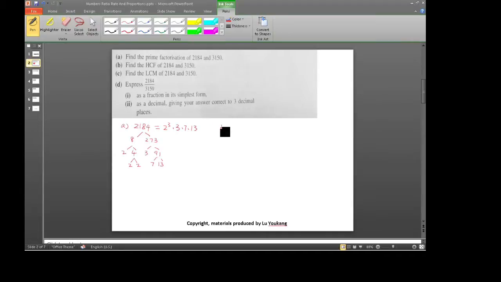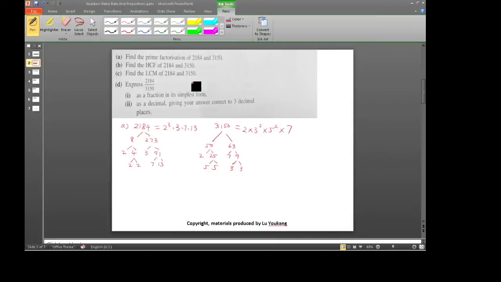So now, let's do it for 3150. We can split 3150 into 50 and 63. And 50 we can further split into 2 and 25, and 63 we can split into 7 and 9. 9 we can split into 3 times 3. 25 we can split into 5 times 5. Therefore, 3150 equals 2 times 3 to the power of 2 times 5 to the power of 2 times 7. And we have the answers for part A.